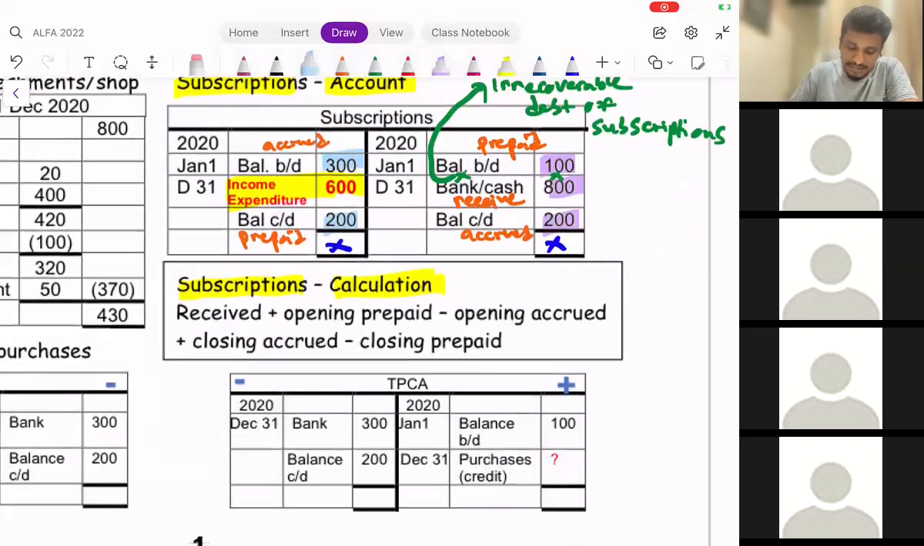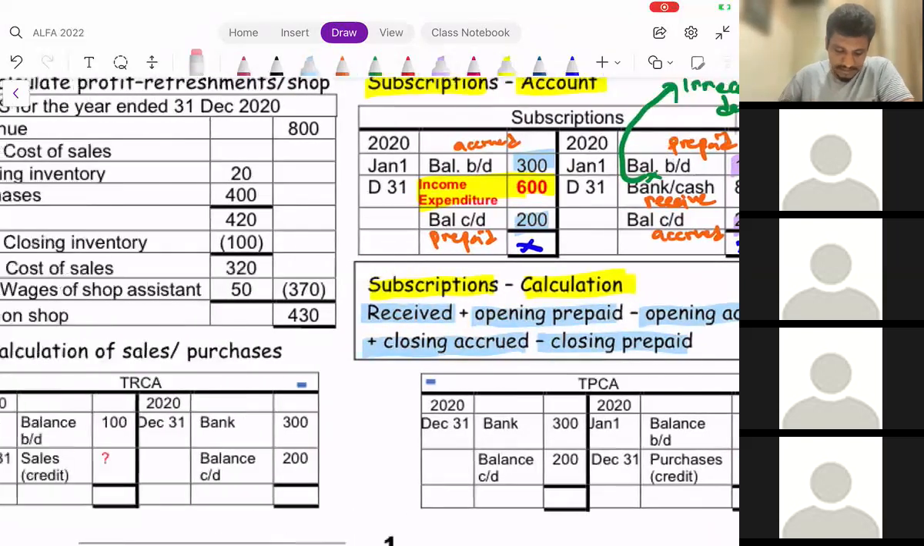How much money you receive, plus opening prepaid, minus opening accrued, plus closing accrued, minus closing prepaid. The answer that you get will be the income and expenditure figure, which is the subscription for the year.